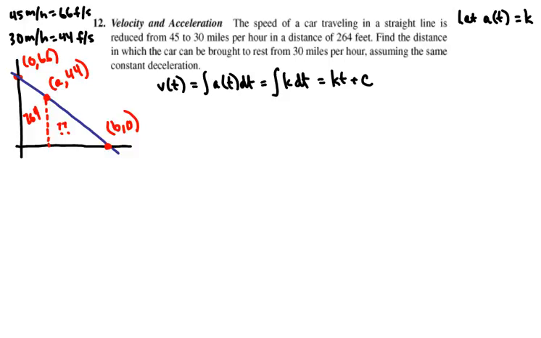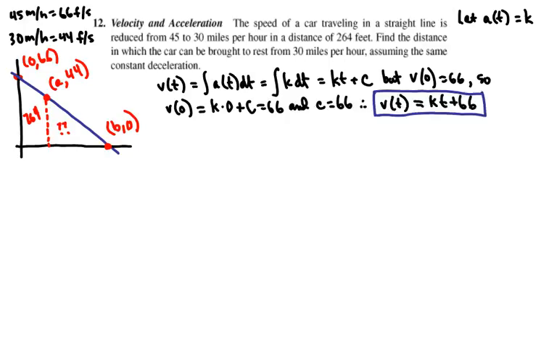Now, we have this unknown constant of integration, but if we knew the velocity at one point, we could plug in that value and solve for c. Well, we do know the velocity at one point. We know that at time t equals 0, the velocity is 66. So k times 0 plus c equals 66, and that means that c has to equal 66. And therefore, v of t is equal to kt plus 66.